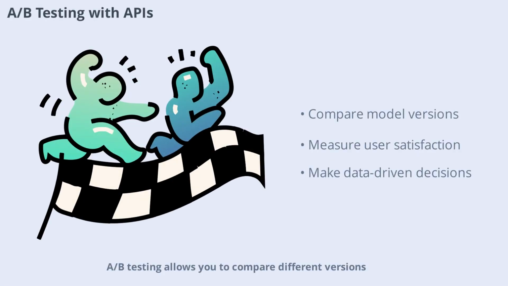A/B testing allows you to compare different versions of your data science models or API endpoints. By randomly assigning users to different versions, you can measure performance and user satisfaction. A/B testing helps you make data-driven decisions about which models or features to deploy widely.